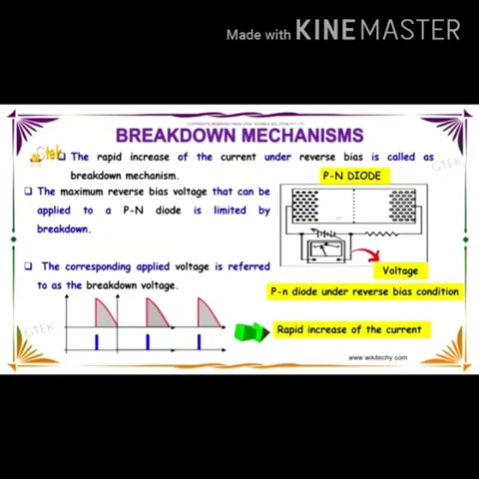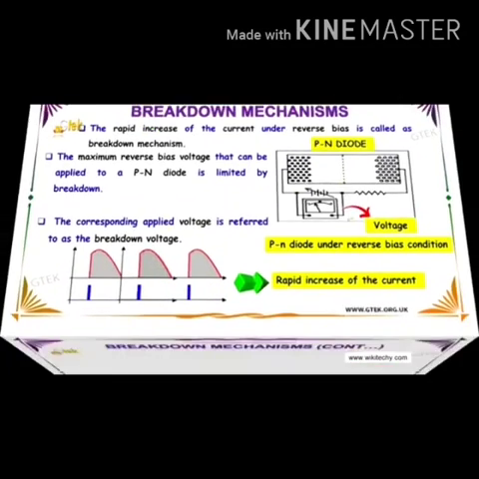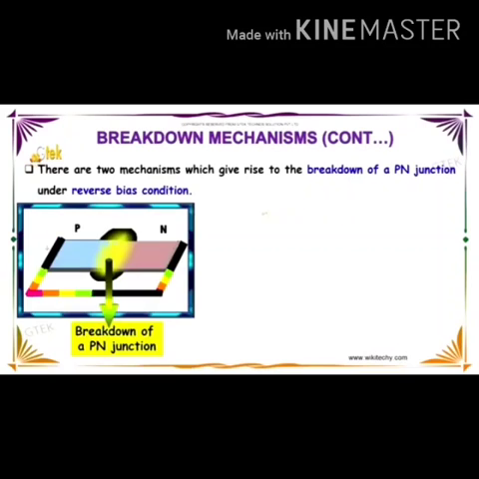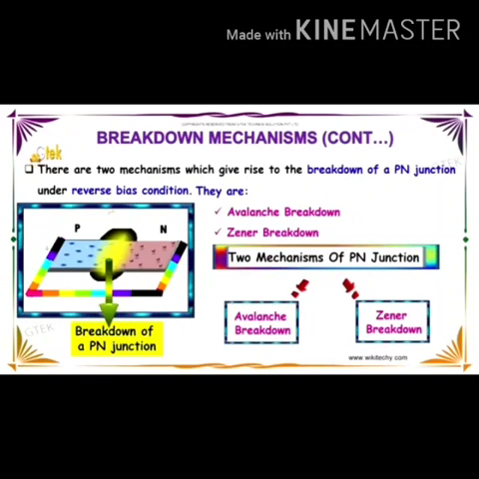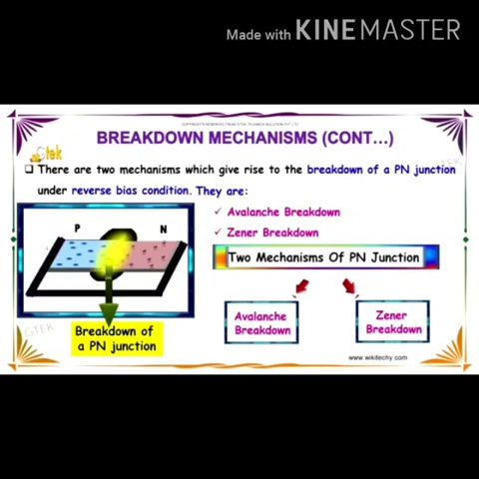Specially designed diodes like the Zener diode can be operated in this region. A Zener diode can be used for the purpose of voltage regulation in a circuit. There are two mechanisms that are responsible for breakdown under increasing reverse voltage. One is avalanche breakdown, another one is Zener breakdown.